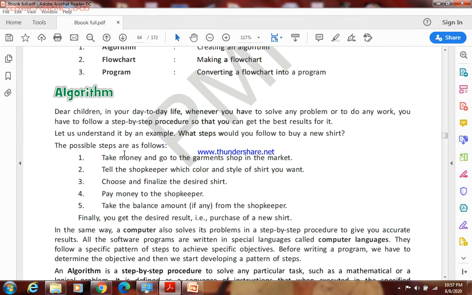Suppose you want to buy a new t-shirt or new shirt. What steps will you follow? You will take the money from mama and papa and you will go to the garment shop, or go with them, right, and tell the shopkeeper which color and style of shirt you want. Then you will choose and finalize the desired shirt. For that you will pay the money and take the balance amount, if any, from the shopkeeper, or you will pay by card, or you will pay by Paytm, etc. So these are the steps which we will be following to buy the shirt. So it is just an algorithm, right?